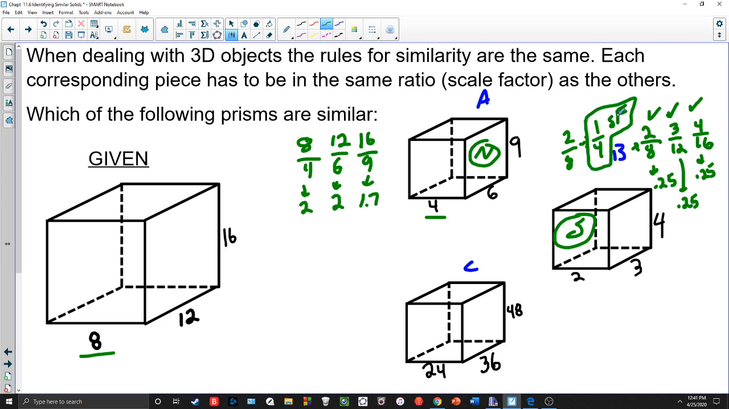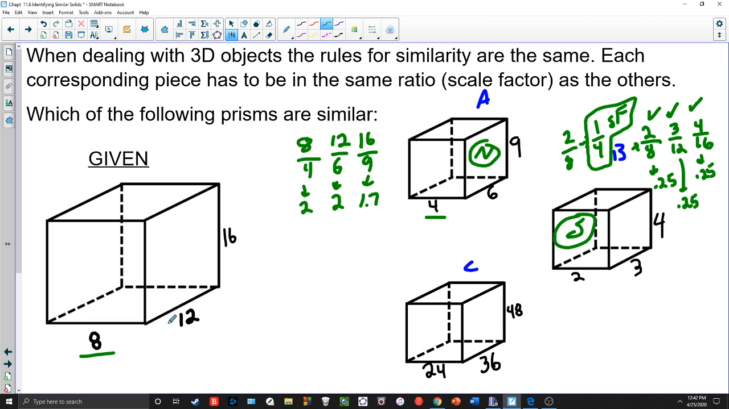Specifically here, this would be the scale factor of B to given, because B is the one on top. So the scale factor of B to given is 1 to 4. If I want the scale factor of given to B, that'd be 4 to 1. Usually when they want you to write the scale factor, they will tell you what order they want it in. If they don't, then it's up to you. You get to choose. What about C here? C is going larger, but larger shapes can still be similar.